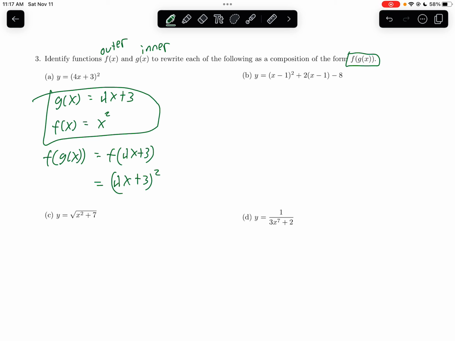Part B, again, there's kind of a natural choice to pick for g. If you have something in parentheses here, it kind of hints that that should be the inner function. So g of x could be x minus 1, and if you pick that for g, then your outer function, well, first you're squaring that value, and then you're doing 2 times that value, and then you're subtracting 8 from everything. So this could be your decomposition, and if you check this, this will work. You would do the same thing that we did in the last part.